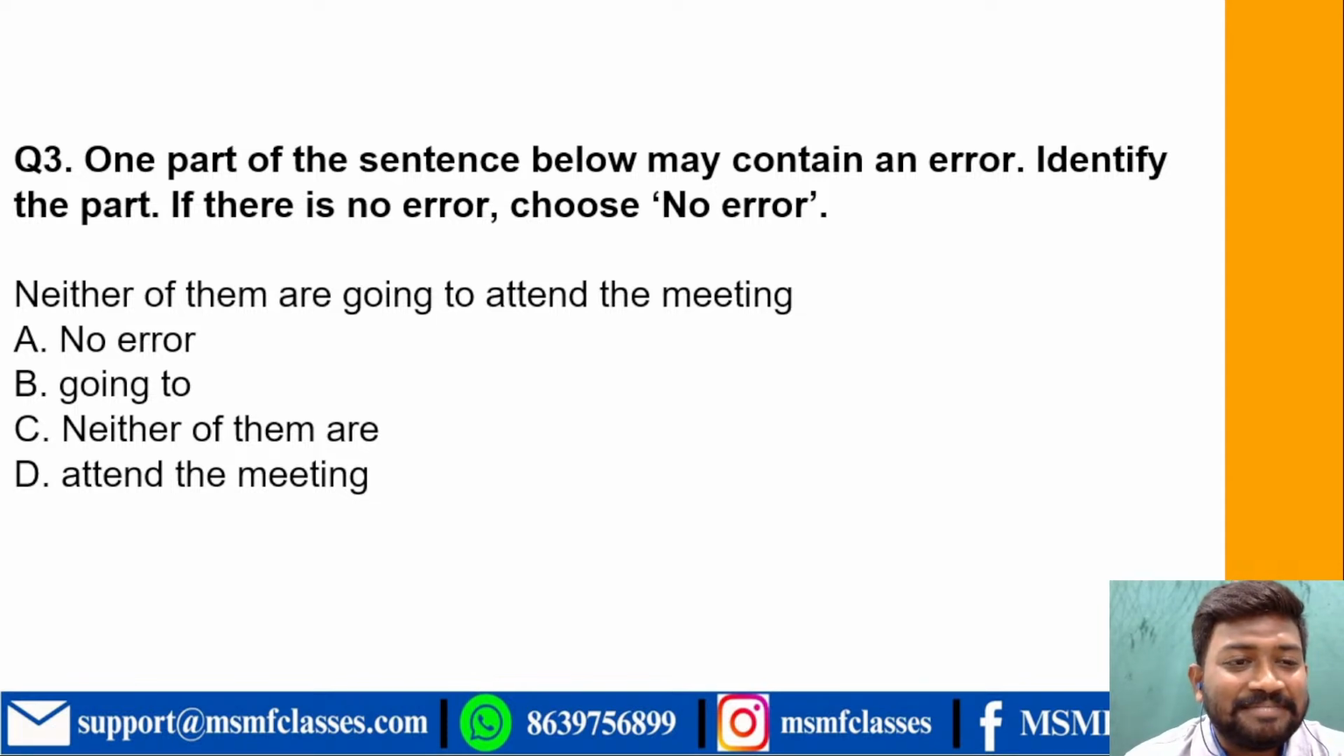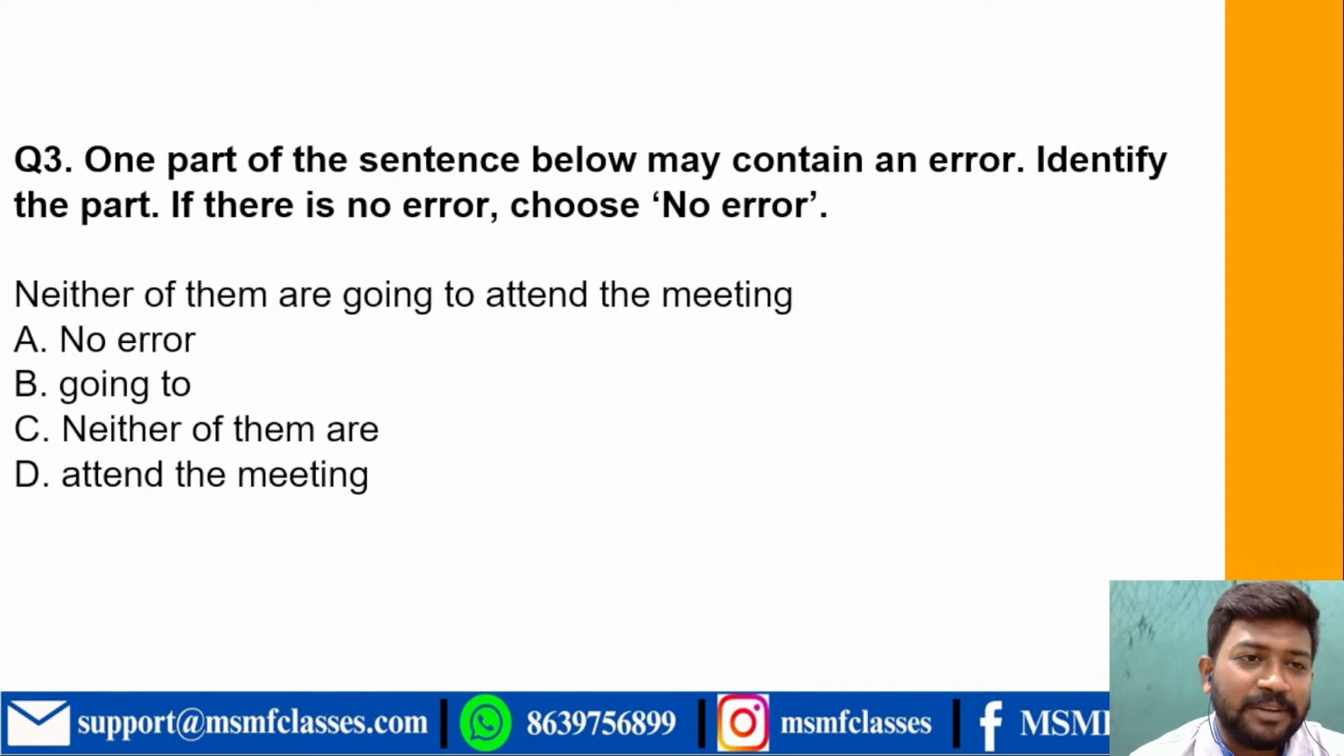Hurry up. Waiting for your comments. You do not need to wait for my command. Once you see the question on the screen, if you find the answer, you can just comment it there, so from that I can start elaborating. Neither of them are going to attend the meeting. If you feel the answer is no error, you can opt for no error. You can just send option A is the answer or option B is the answer. I think you're not aware of the answer.